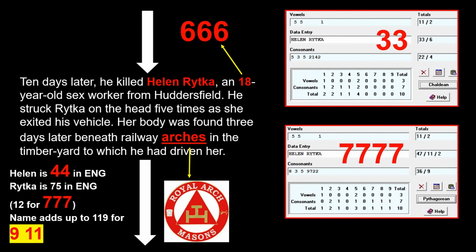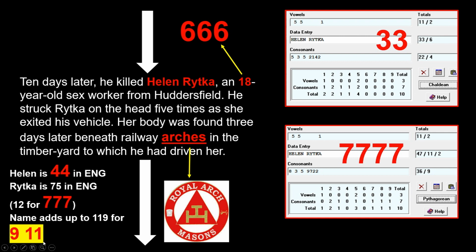Okay, so 10 days later he killed Helen Rytka, an 18-year-old sex worker. 18 for three 6s for 666. And a body was found 3 days later beneath railway arches. Now, most people have heard of the Royal Arch Masons. So is this one of our links? And you will have seen in part of the video the railway arches. Helen is 44 in English. Rytka is 75. So that comes up for 12, for 21, for 777. And the total of the names, we had 44 and 75 for the total.